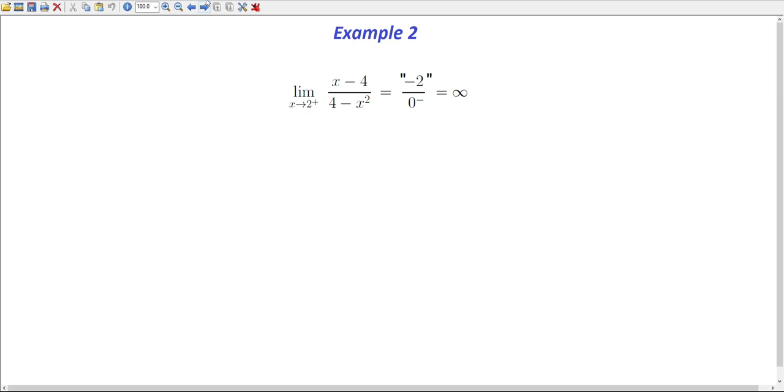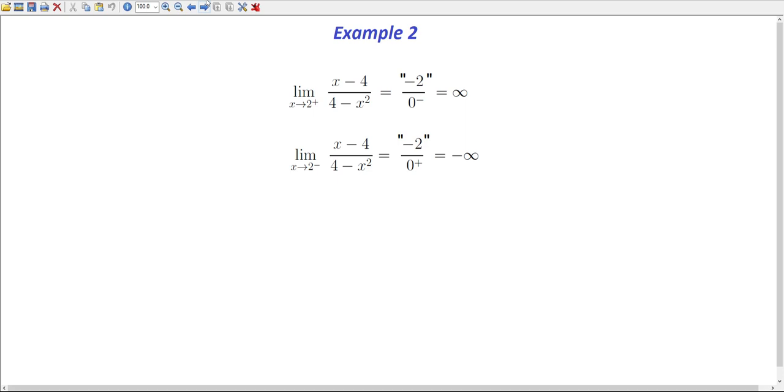Note that I have just written infinity here. The default is if there's no plus or minus in front, it's plus, just like 4 is really plus 4. Okay, let's look from the other side. The limit as x goes to 2 minus of x minus 4 over 4 minus x squared is minus 2 over 0 plus. Again, here x is a little less than 2, so x squared is a little less than 4. 4 minus x squared is thus positive, so we've got minus 2 over 0 plus. Minus divided by plus is minus, so this limit is minus infinity.